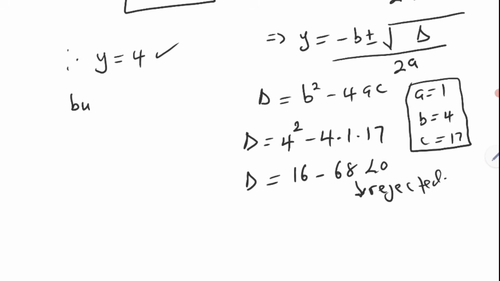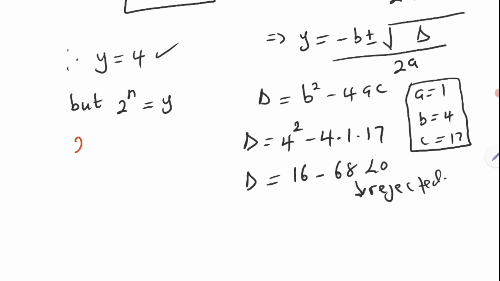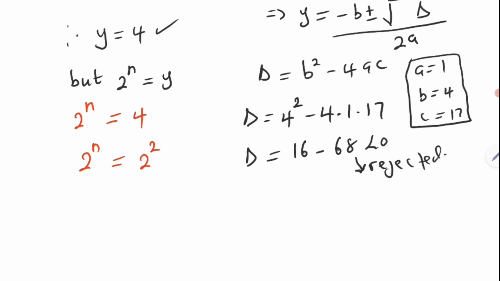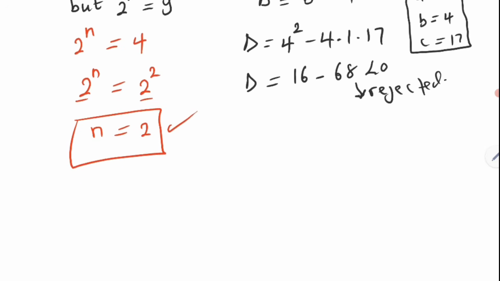But 2 raised to power n is equal to y. Then 2 raised to power n is equal to 4. 2 raised to power n is equal to 4 can be written as 2 square. They have the same base 2. n is equal to 2. And this is the final answer. We may check to confirm if this answer is right or wrong. Let's check.